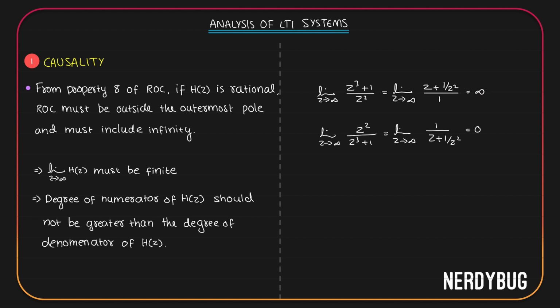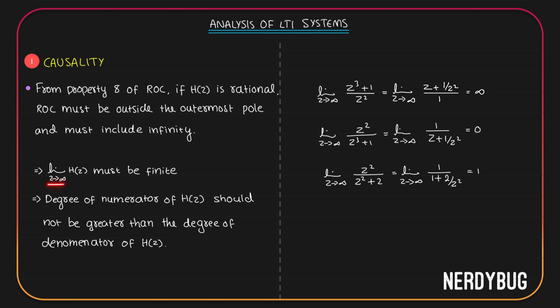Let us take another case where the orders are the same. I'll take z square divided by z square plus 2. Let us apply the limit z tends to infinity. I am going to divide the numerator and the denominator with z square. I get limit z tends to infinity 1 by 1 plus 2 by z square. Now if I give z equal to infinity, 2 by z square becomes 0. So this is equal to 1, which is a finite value.